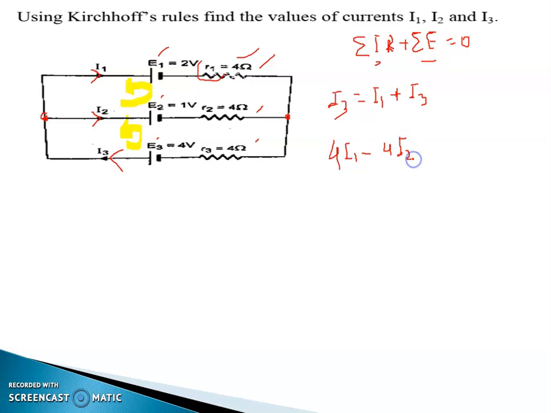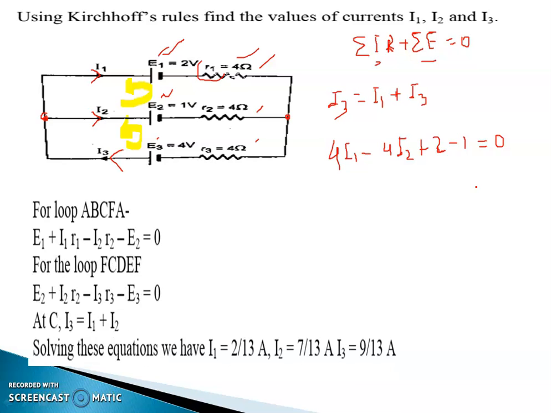plus. Now there are two EMFs, E1 and E2. E1 is anti-clockwise, so it should be taken as positive. So this is plus 2. And this battery EMF E2 is in the clockwise direction, so it should be taken as negative, is equal to 0. So this is the first equation.